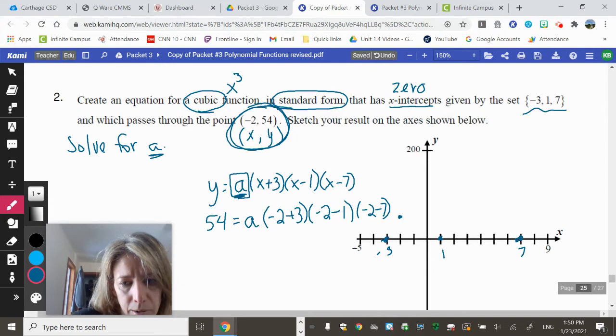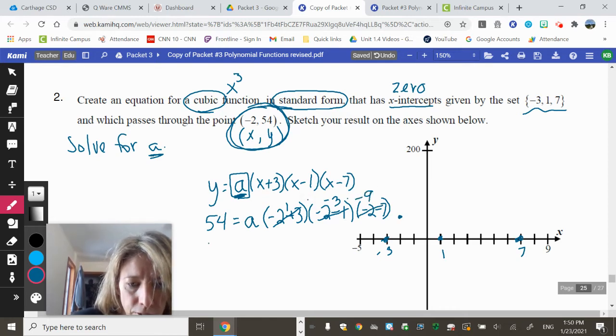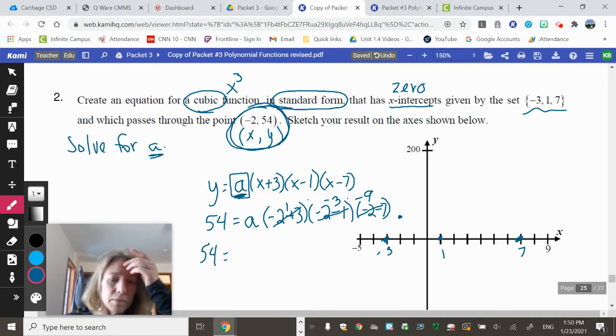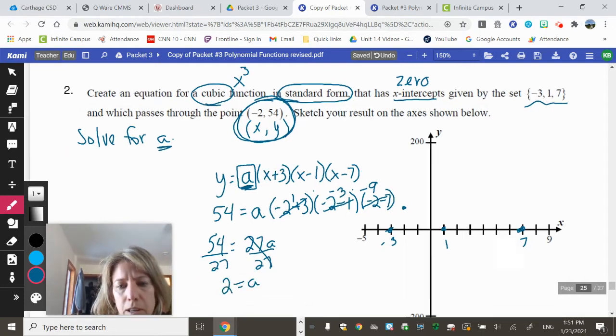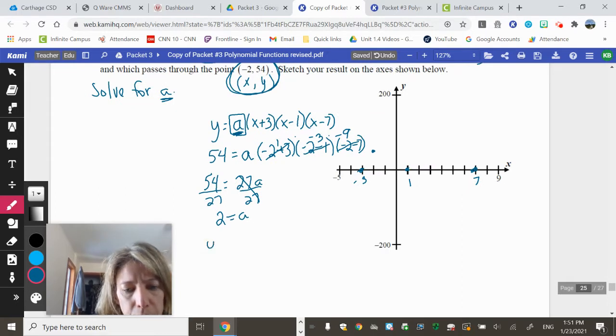This looks easier, or it's easier than it looks. -2 plus 3 is just 1. -2 minus 1 is -3. And -2 minus 7 is -9. So really, 54 is equal to -3 times -9 times 1 times a, which is simply just 27a. So when I divide by 27 to solve for a, I get 2. So my a value is 2. All right, so I can write my factored form, where my a value is 2, and then I can write my factors with the x value.